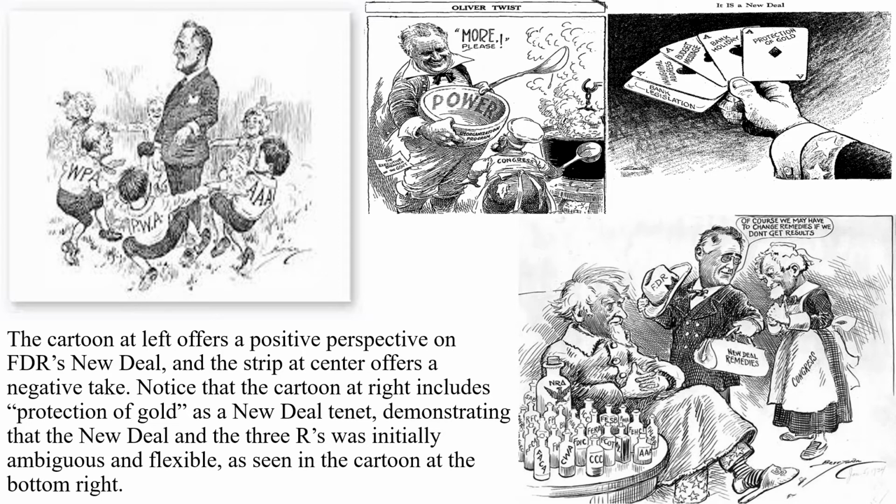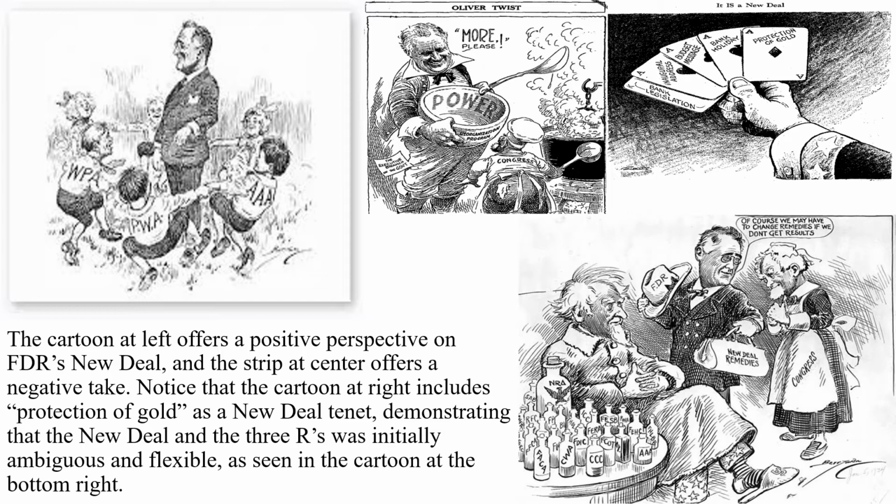whose names were shortened to acronyms. The AAA, CCC, FDIC, FERA, FSA, SSA, TVA, and the WPA were just a few of the organizations that were created to ameliorate the effects of the Depression.